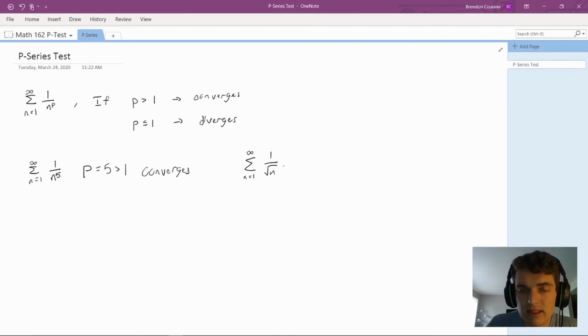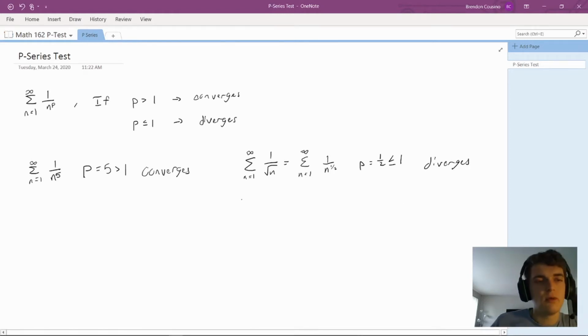We can rewrite this example as the summation of n is equal to 1 to infinity of 1 over n to the 1/2 power. This is just rewriting the square root as a power. And so here we know that p is equal to 1/2, which is less than or equal to 1, which tells us that it diverges.